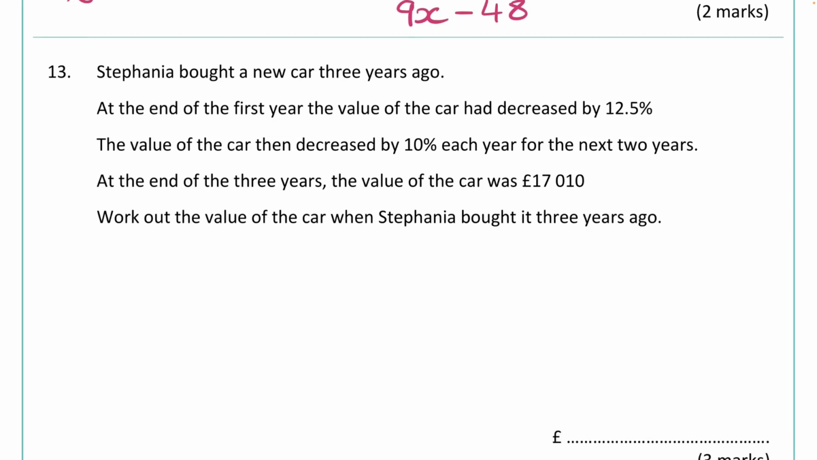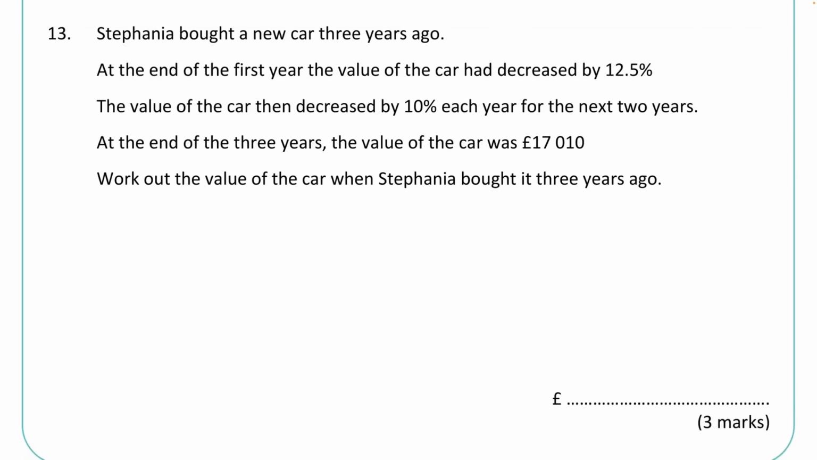Next one, Stefania bought a new car 3 years ago. At the end of the first year, the value of the car had decreased by 12.5%, and the value of the car then decreased by 10% for each year for the next 2 years. At the end of those 3 years, the value of the car was £17,010. Work out the value of the car when Stefania bought it 3 years ago.